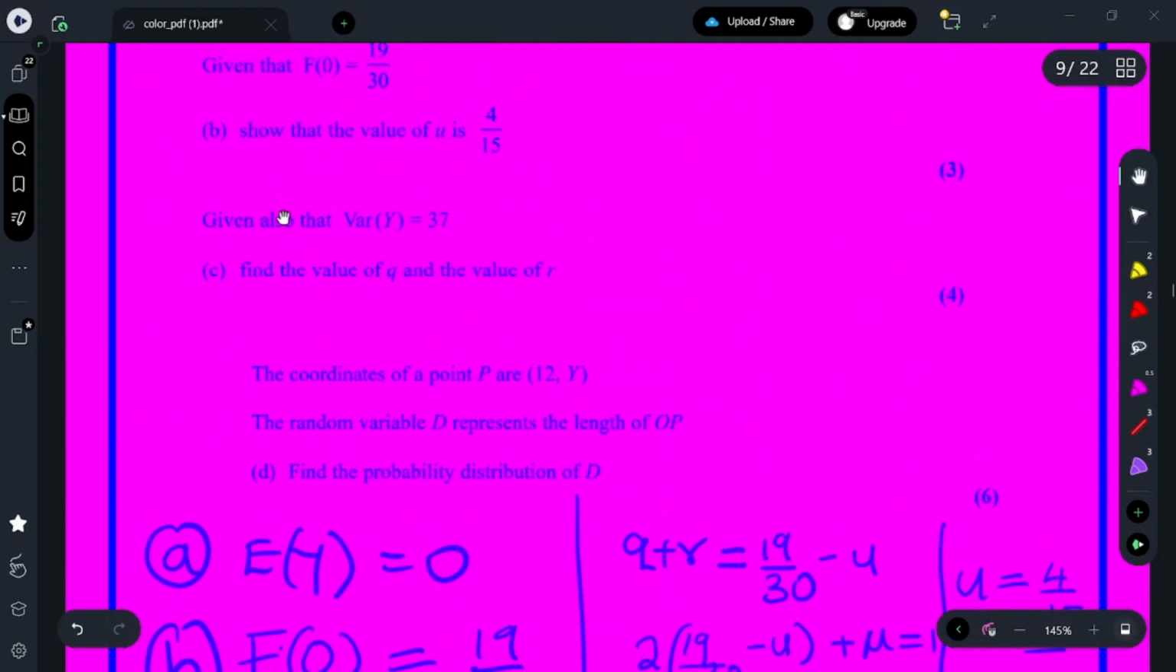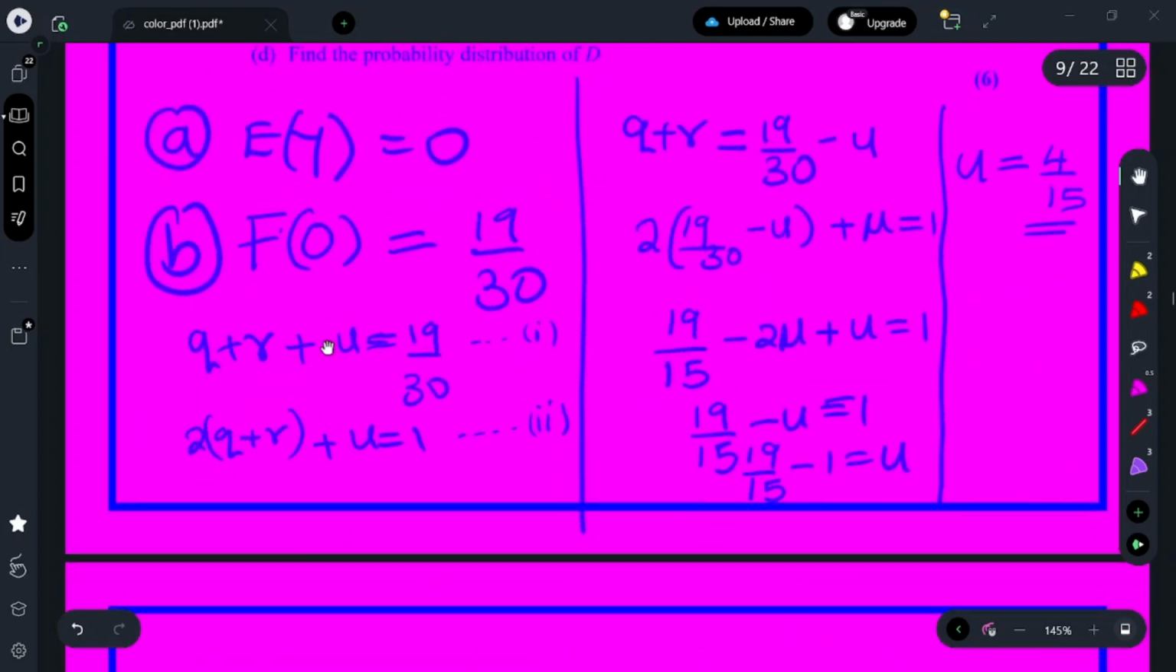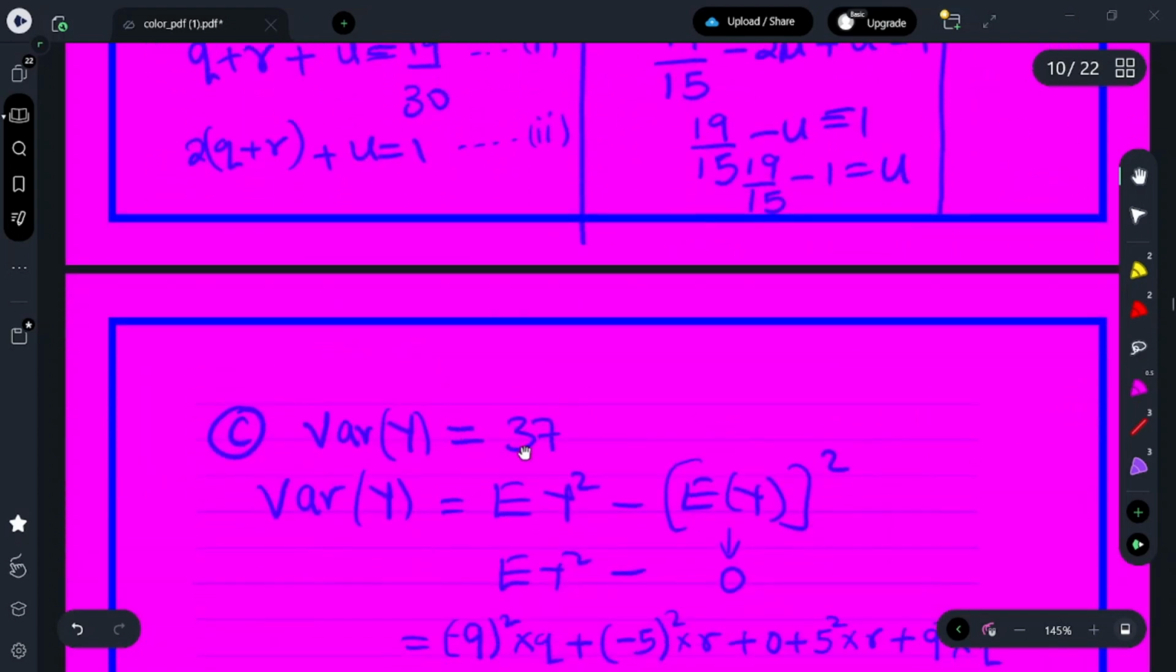What are we given for C? Given also that the variance of y is 37, find the value of q and the value of r. Let's see. The variance is already given, and we know the formula for variance is supposed to be equal to what? Expectation of y squared minus the expectation of y, all squared. But the expectation of y is 0.